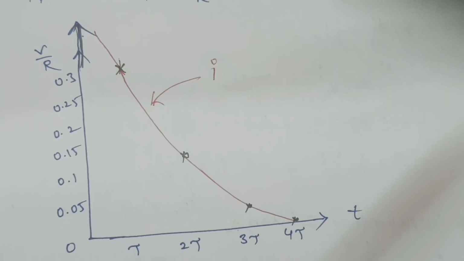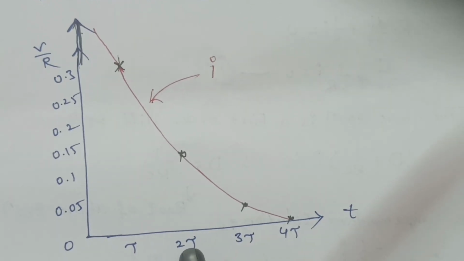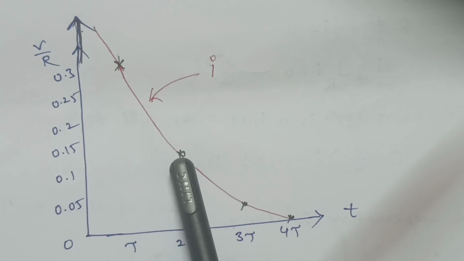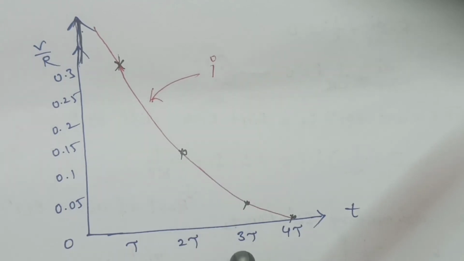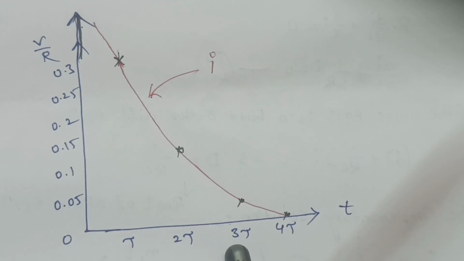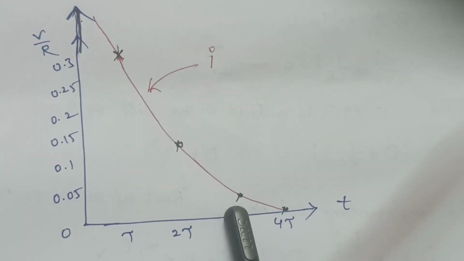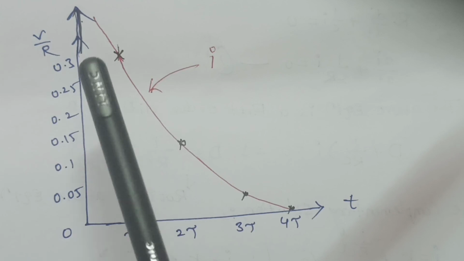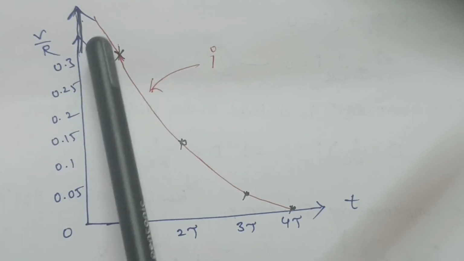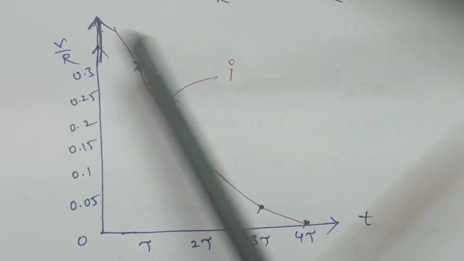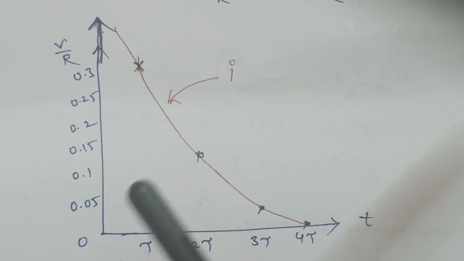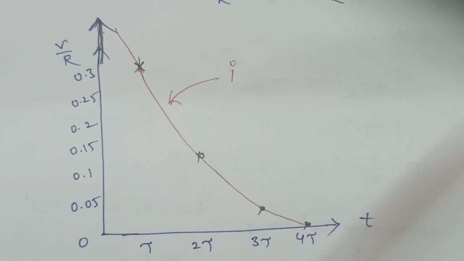If you take t equal to 2 tau, the value is 0.13. This is a point. At t equal to 3 tau, this is the next point. And similarly, the total curve starts from the maximum point and ends at the minimum point. This is the total graph of the transient response of the RC circuit, with different t values.